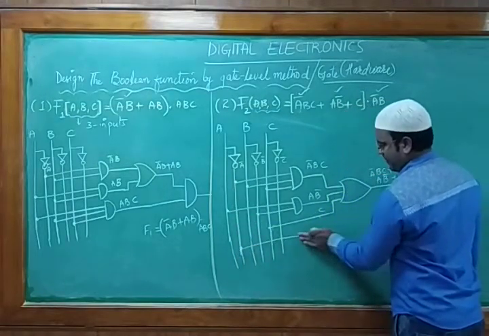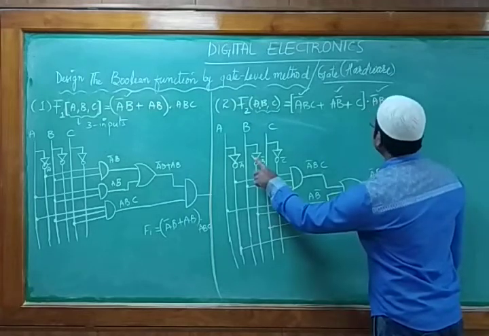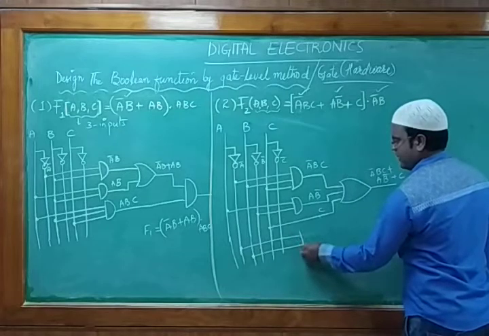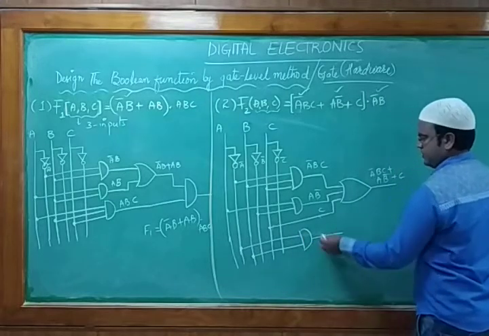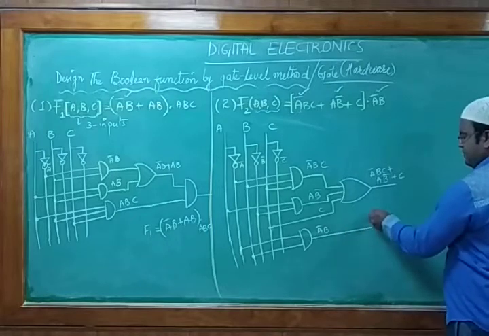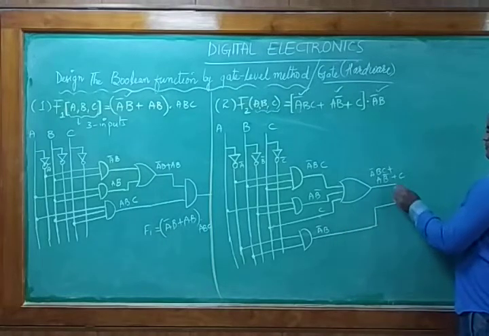Next thing, after taking A bar, we need to take B. So this is our B vertical line. We'll connect with one gate. So what is our output of this? A bar with B. So this input and this input, these two we had.